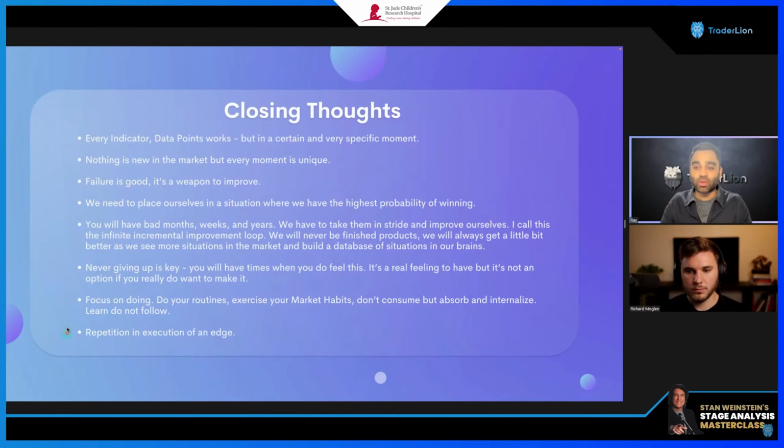And then the last one is, how do we extract an income? We extract an income if we repeatedly execute upon a definitive edge that we're confident in. And that is what a lot of these top triple-digit performers are doing. They're looking for the same thing again and again and again in the markets, and they're repeatedly executing it with the biggest position size that they possibly can while managing their risk to be a stage 3 trader.